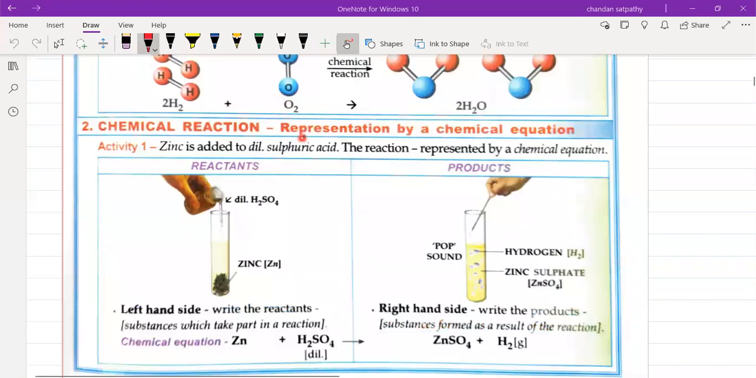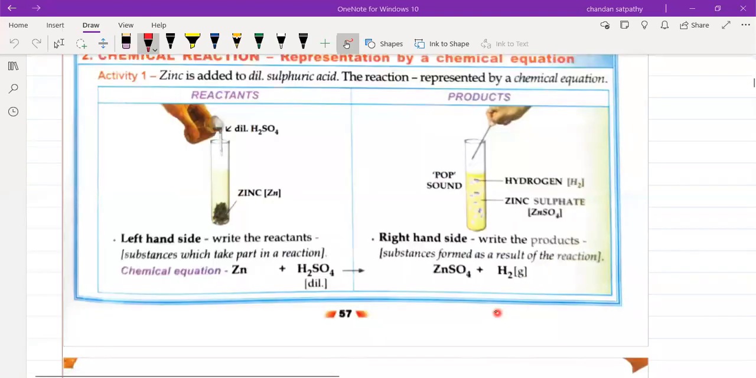A chemical reaction can be represented by a chemical equation. For example, when you pour dilute sulfuric acid on zinc, zinc reacts with sulfuric acid and forms zinc sulfate, and hydrogen gas is produced. How can you know that hydrogen gas is produced? We keep a burning splinter near the test tube. Hydrogen gas burns with a pop sound. From that we know that hydrogen gas has been produced.